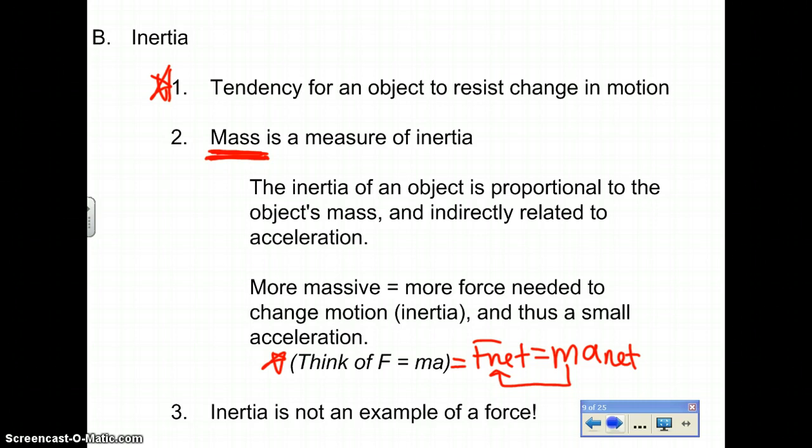So inertia is not an example of a force. You need to know this too, because that is an awesome multiple choice question. So make sure you're aware of that.